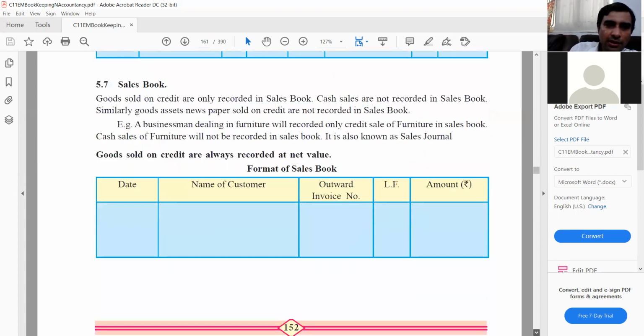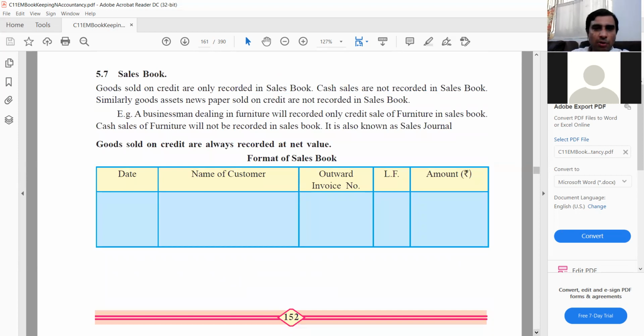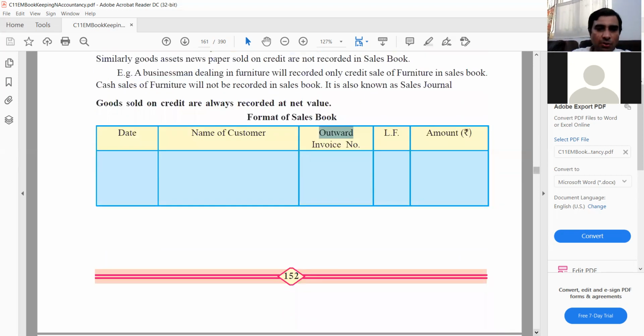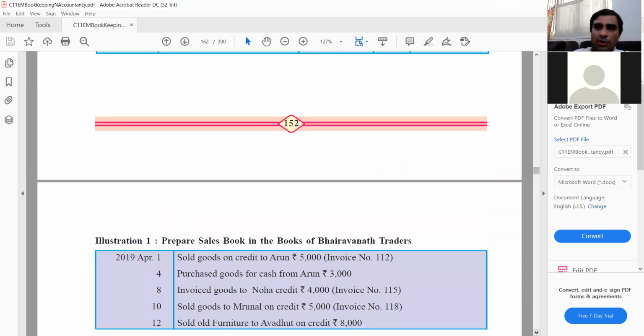Sales book, this is exactly the opposite of purchase book. The format looks exactly the same, like I said, except that inward invoice number will be replaced with outward invoice number, right? So date, customer name, outward invoice number, ledger folio, and amount. Same columns. The way the examples will go is the same. If it is a cash sale, you will not record it. If it is the sale of things which are other than goods, say some furniture is sold because it became old or whatever, or a car is sold which was used in the business, those will not be recorded here. They will be recorded separately.